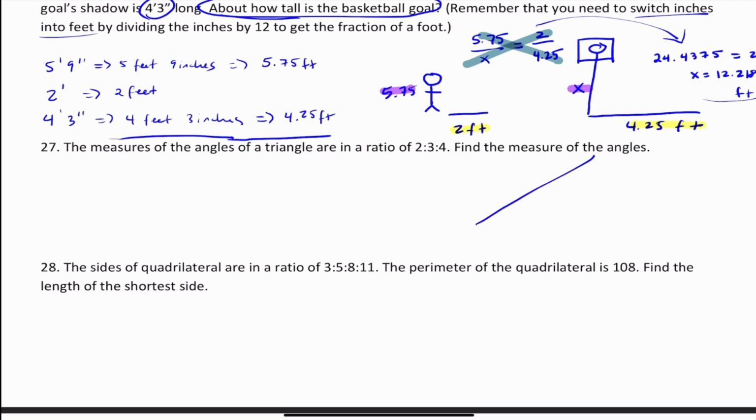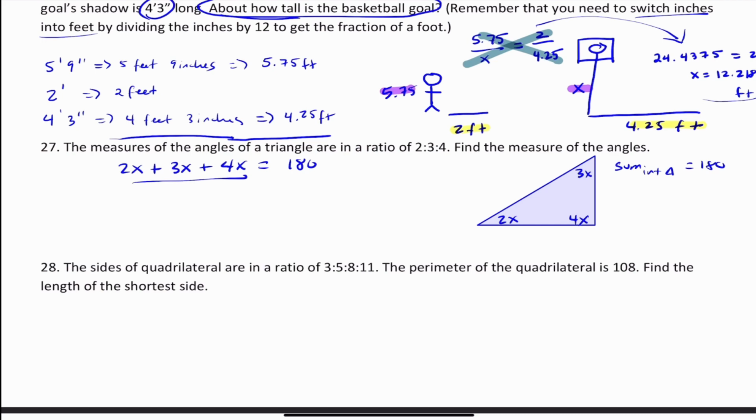So if I were to draw my triangle, I should say 2x, 3x, and 4x. And you know that the sum of the interior angles of a triangle is always 180. So 2x plus 3x plus 4x is 180. If you combine the like terms here, you should get 9x equal to 180. So dividing, x is 20. So let's go ahead and plug 20 into the original.